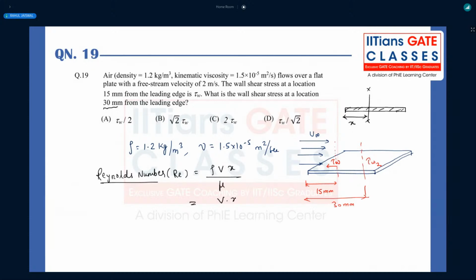So we can write V into x divided by nu, right? Because kinematic viscosity, we know, is mu by rho. Once again, velocity they have given as 2, that is the free stream or average velocity. And then what is the distance? We are calculating at 30 mm. If you convert to meters, that will be 30 by 1000. And kinematic viscosity is 1.5 into 10 power minus 5. So if you calculate 2 into 30 into 10 power 5 divided by 1000 divided by 1.5, it comes out to be 4.